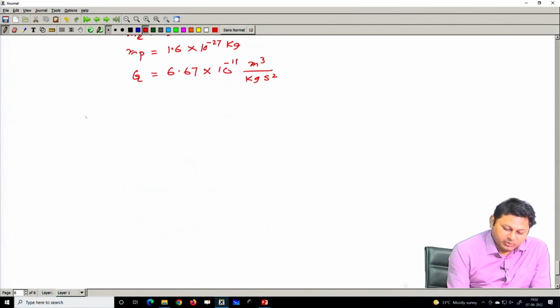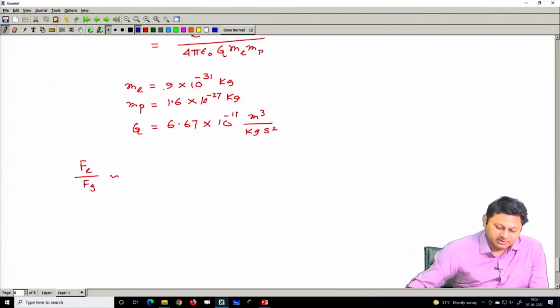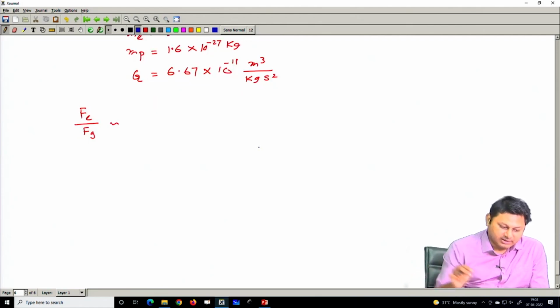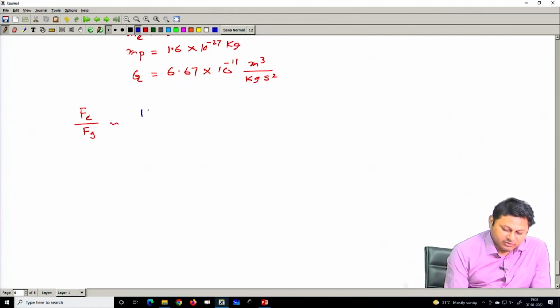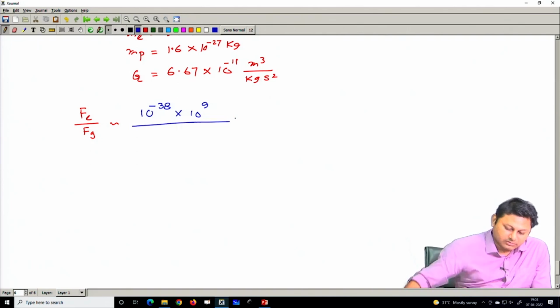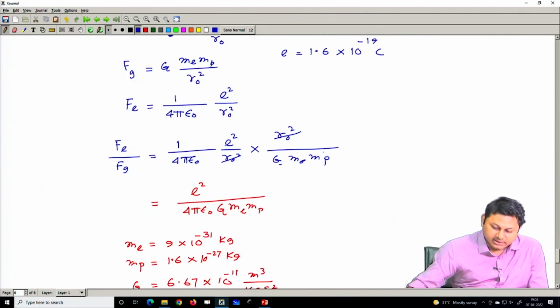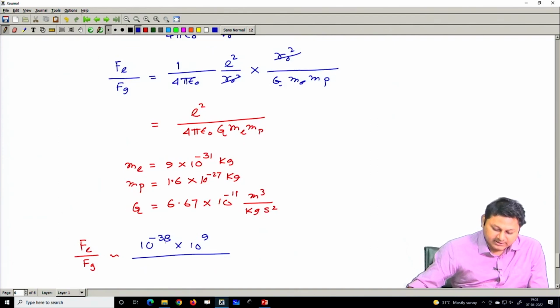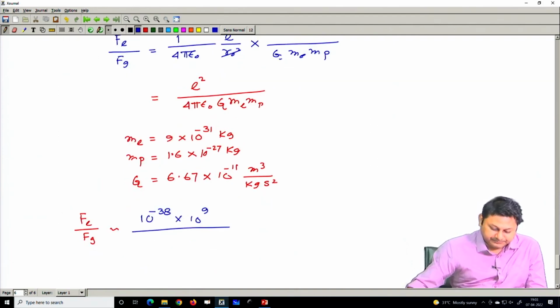So, if I start putting all these values in this equation, Fe divided by Fg, just try to understand the orders. I remove all these terms like 9 and 1.66 just to get a rough idea. It should be 10 to the power of minus 38, and then 10 to the power of 9 divided by what else we are having, because here e square is 10 to the power minus 38.